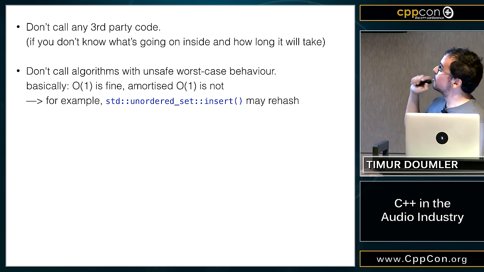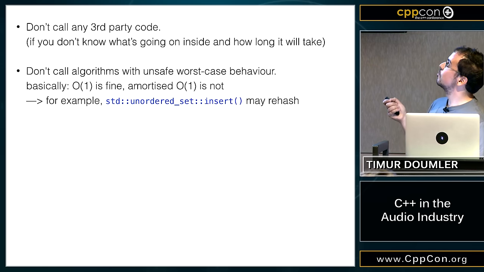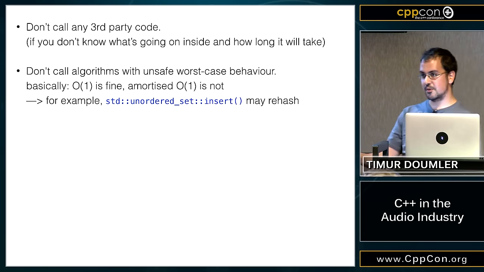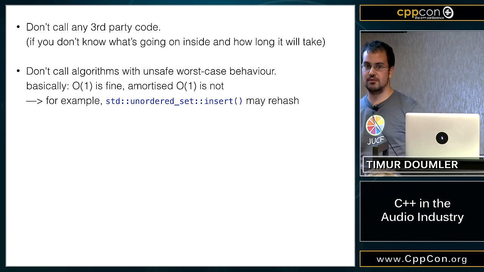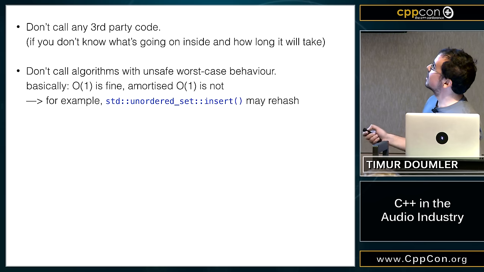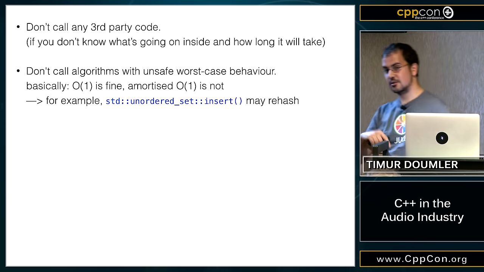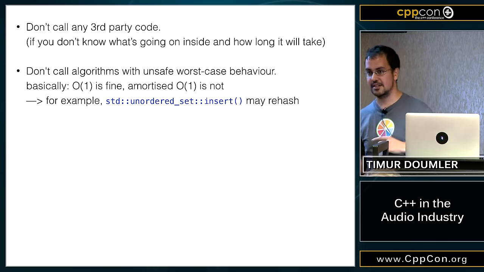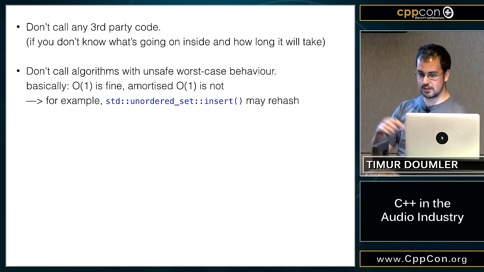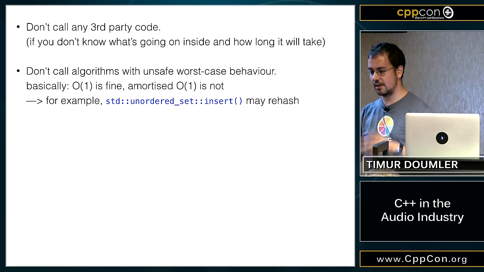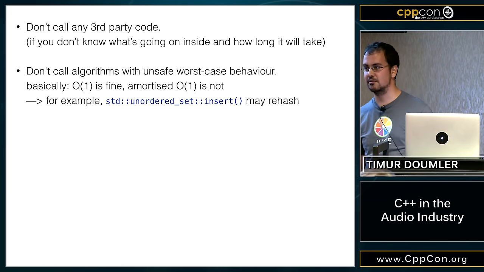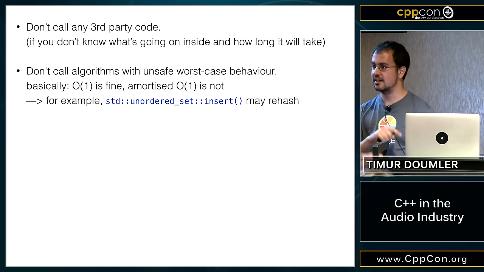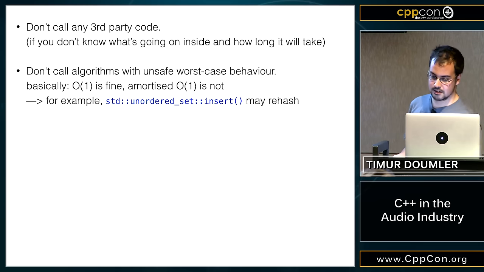And also you have to watch out for worst case behavior, because here you don't worry about average behavior, you really worry about the worst case. For example, if you have a hash table like an unordered set, inserting or looking up something is constant time, except it's not, it's amortized constant time, which means that once in a while, the whole container may say, oh, I'm going to have to rehash all my content now. And you have no idea how long this will take. So you cannot use that.